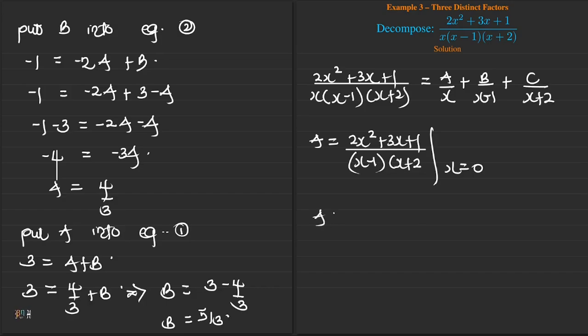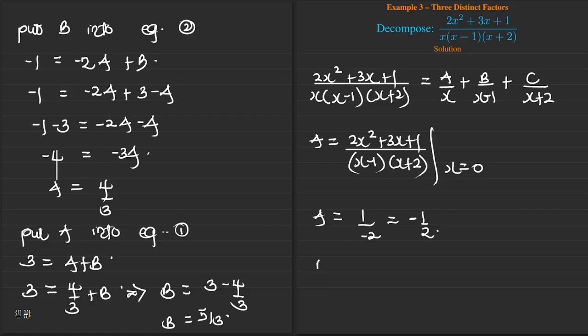Let's quickly do that. We have a equals, for the first term, x equals 0 gives us a 0. Hence, we have a 1 over 0 minus 1, which is negative 1, then 0 plus 2, which is 2. Negative 1 times 2 gives us negative 2. Hence, we can say a is equal to negative 1 over 2.